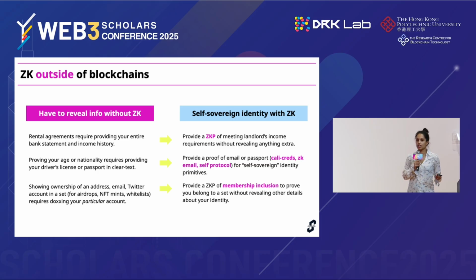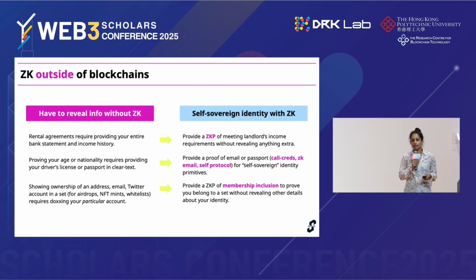Today, if you want to prove your age or nationality, you often have to provide your entire driver's license information or passport in clear text. But in the future, you can imagine that you provide a proof of an email address or proof of passport and reveal only the fields that you want exposed, as opposed to revealing your entire identity.